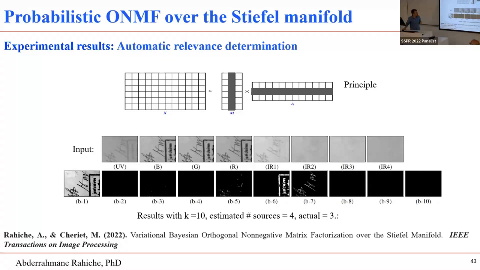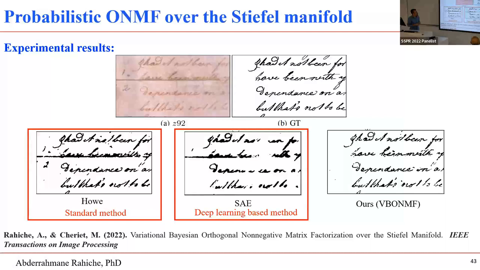And by doing that, we can activate only the images or the columns that contribute something to the decomposition. The remaining columns will be zero. So an example from the text extraction evaluation shows that our approach was able to beat a standard method, which is one of the best text extraction methods, and also a deep learning based method used in a transfer learning application.